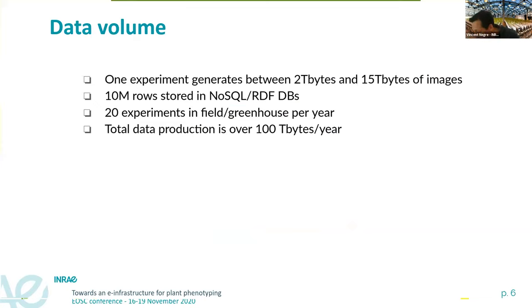Regarding the data volume, it's quite large. One experiment generates between 2 and 15 terabytes of images and produces 10 million rows of data stored in databases, mainly for the climatic conditions. At the level of the Phenome-Emphasis project, we carry out about 20 experiments per year for a total data production of over 100 terabytes per year.